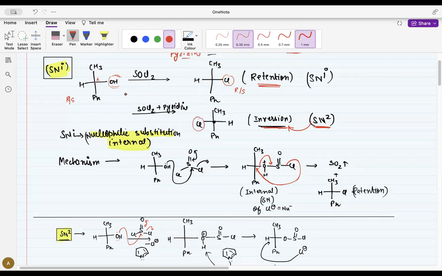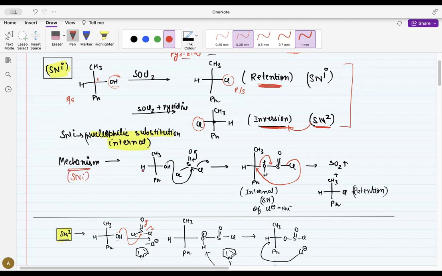If I want to convert from OH to Cl, I can do it by both the SNi and SN2 mechanisms. But if I want retention, I have to put SOCl2. But if I want inversion, I need to put SOCl2 with pyridine. Remember, this is one example. Right? So now we will study the mechanism of SNi.